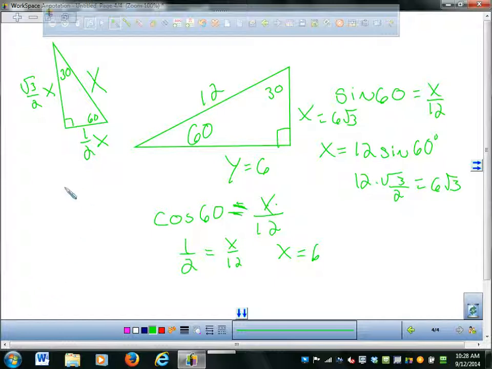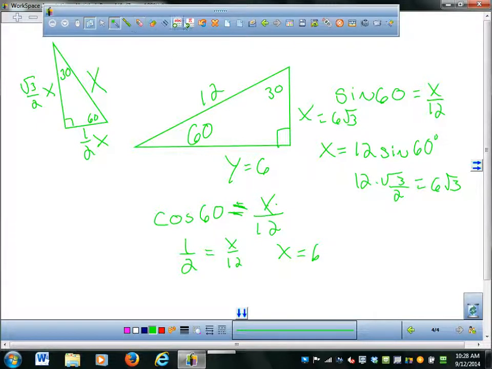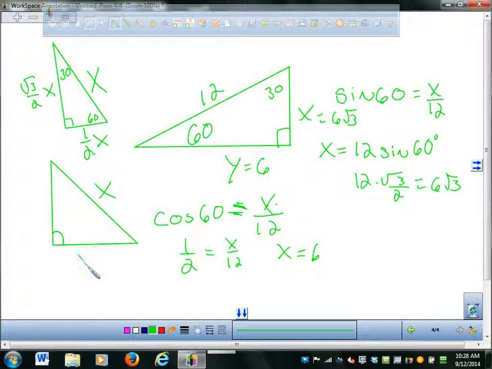If this is a 45 special right triangle, so if this is x, this is going to be x root of 2 over 2. And this is going to be x root of 2 over 2. Or you can multiply this side by root of 2 to get that side. But that's something that you could have learned in geometry.